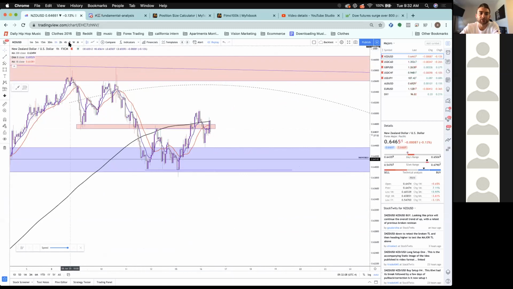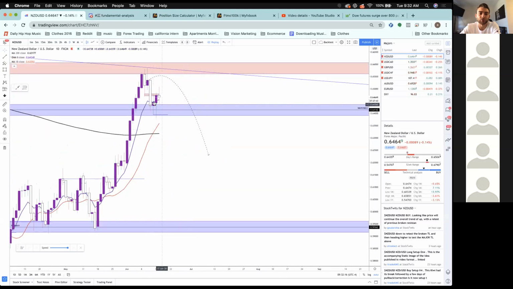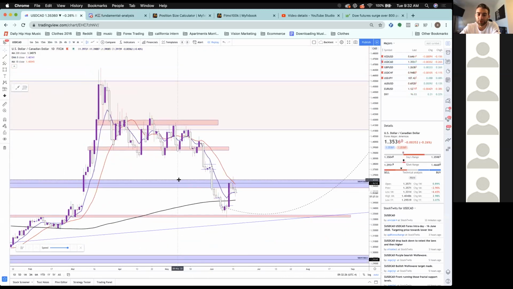And think of that in terms of the daily. If this does break below today to make that new low, that would mean this candle closes as a bearish engulfing on that daily time frame, giving us a setup. So keep that in mind, how every time frame comes together. Let's go over to UCAD.